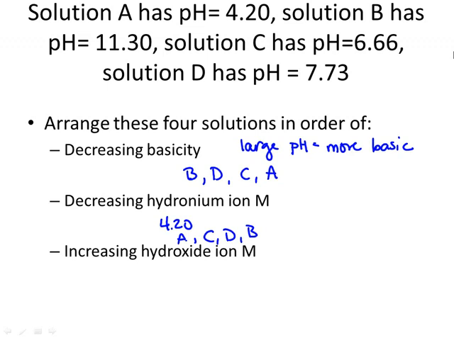My last one, I have increasing hydroxide ion concentration. So I should have an increasing pH, which means I should start with A, and then C, and then D, and then B. And that's good. This matches this one, right? Decreasing hydronium ion meant I'm getting less and less acid. Increasing hydroxide ion means I'm getting more and more hydroxide. And so those two things are happening at the same time. So those should match.